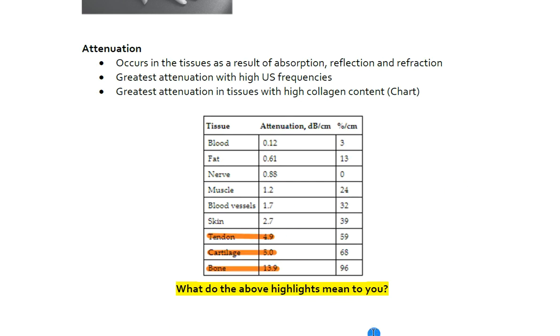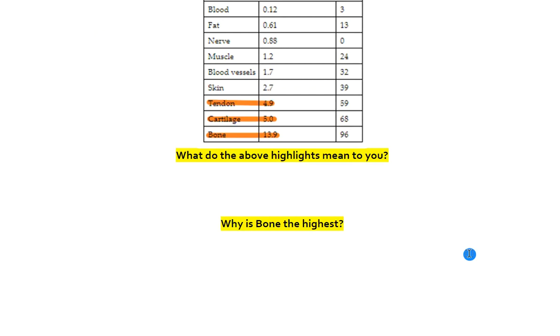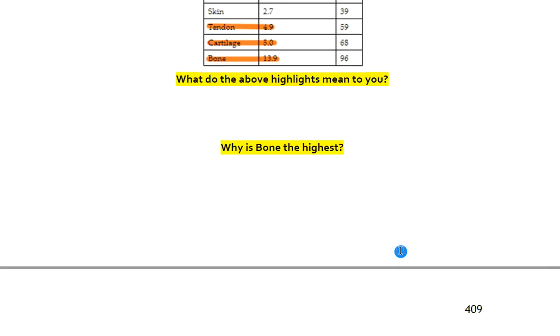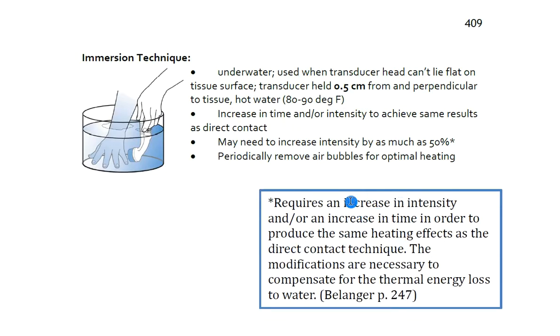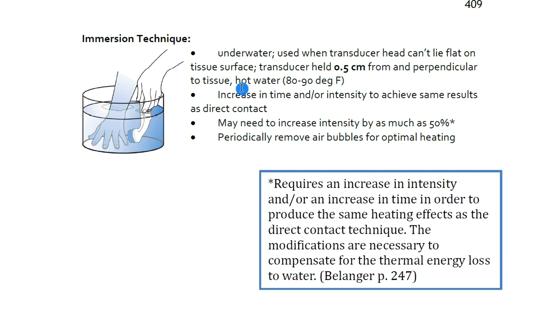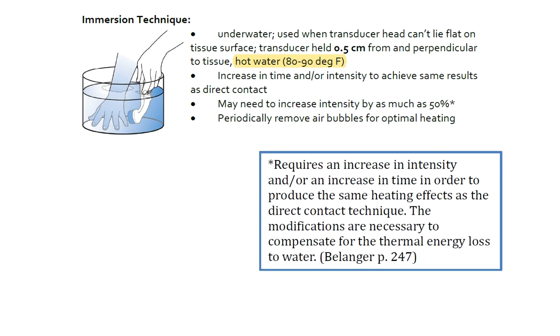So looking at attenuation and thinking about what does this mean to you? What is different about bone as opposed to these other tissues? And some example of the immersion technique, realizing that you might have to increase the intensity if you're doing this. But the other thing they mention here, which is true, if you want the patient to feel a gentle warmth and you put them in hot water, how do you distinguish between them feeling the hot water as the gentle warmth or the ultrasound as creating the gentle warmth? So you might need to just be aware of that.